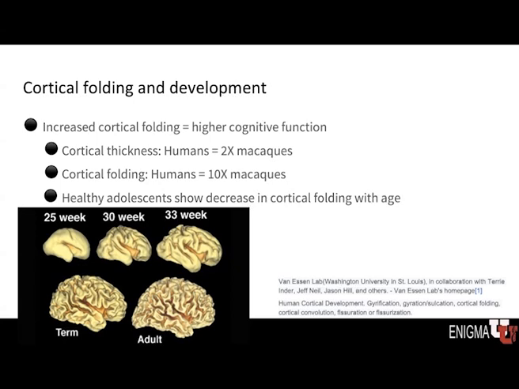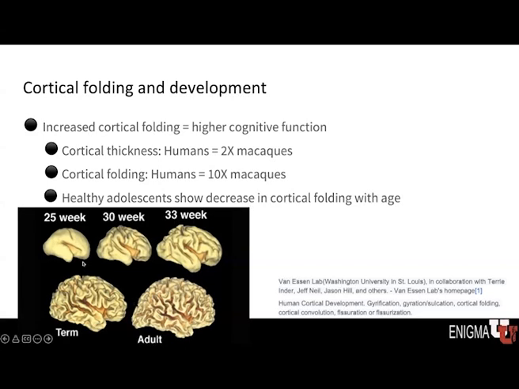However, having said that, we do know that healthy adolescents tend to show a decrease in cortical folding with age. So it appears that there's a period of increased folding as the child matures to a point where, starting in adolescence, there's more of a decline or decrease in those folding patterns of the cortex.